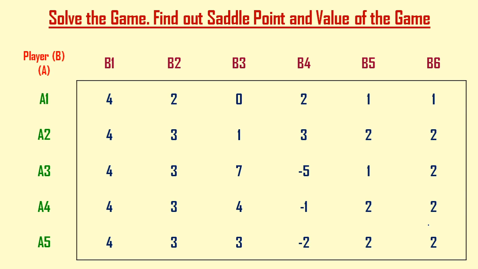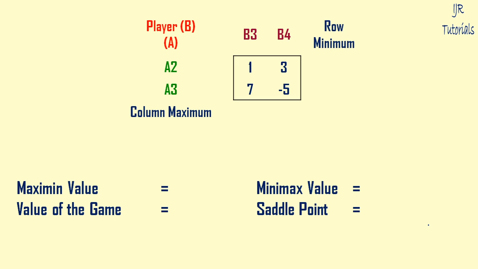After applying the row minima and column maxima, if we find that maximin is not equal to minimax, that means it is a game without a saddle point. In that case we need to apply the dominance rule. Let us check the previous video about the dominance rule. After applying the dominance rule, finally we got this type of matrix. That means the complete matrix is reduced to 2 by 2.